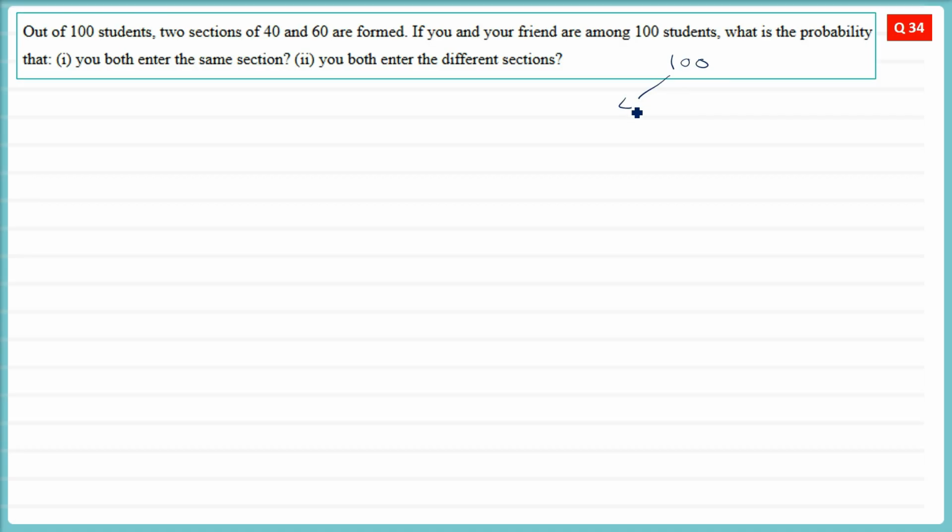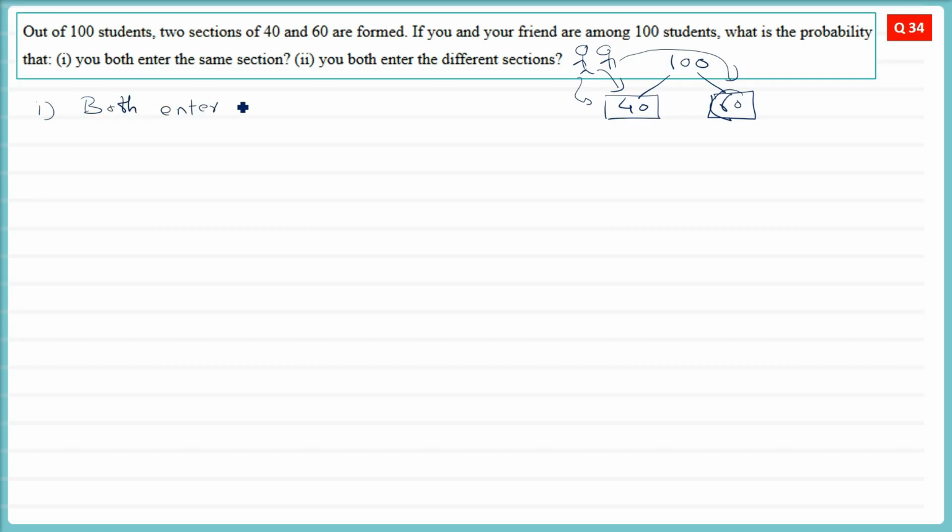Now we have 100 students. There are 2 groups to be made. One group will contain 40 students. The other will contain 60 students. Now what is the probability that you both enter the same section? So you are 2 guys. You can enter the section with 40 students, or you both can go to the section which contains 60 students. But remember, you 2 are already included in 40, or in 60. So if you take yourselves out, there will be 38 students in one category and 58 students in the other category.